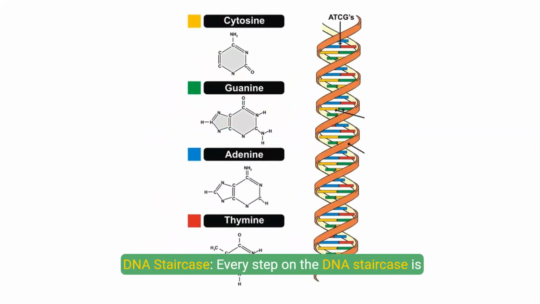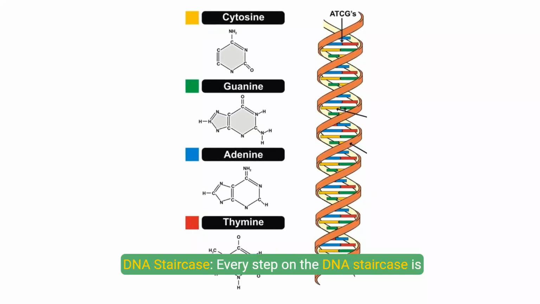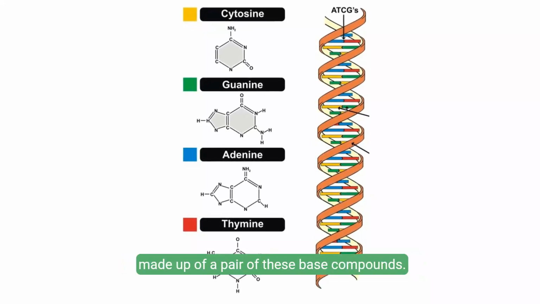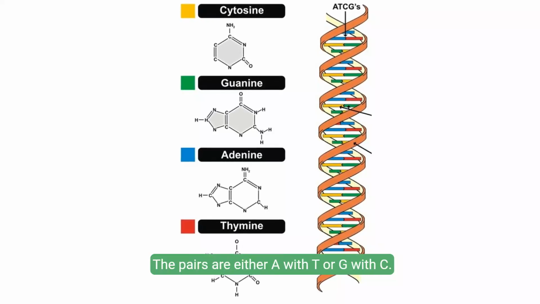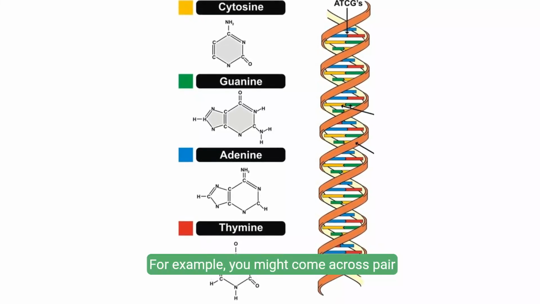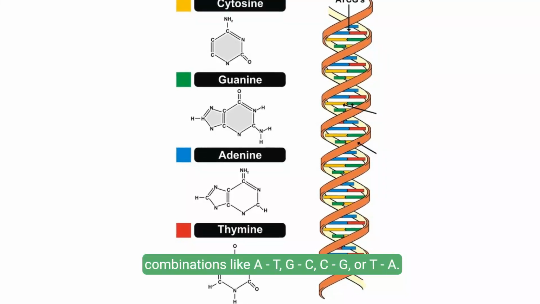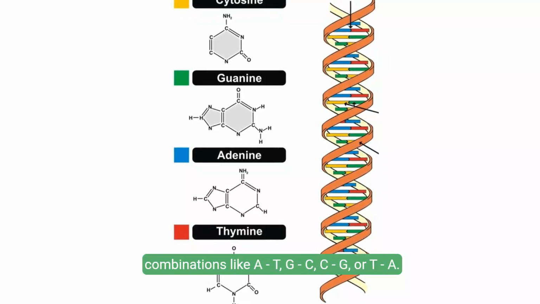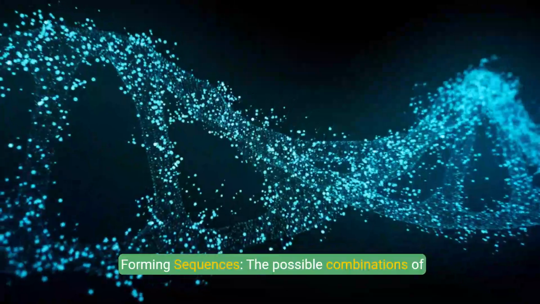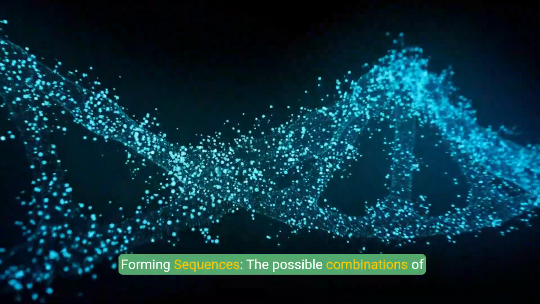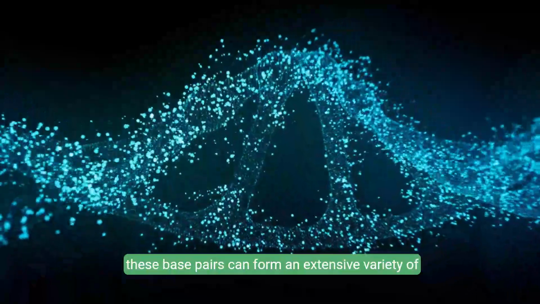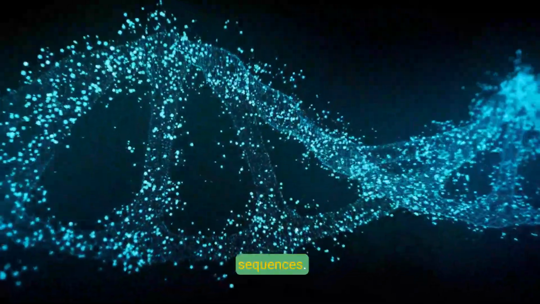DNA staircase. Every step on the DNA staircase is made up of a pair of these base compounds. The pairs are either A with T or G with C. For example, you might come across pair combinations like AT, GC, CG, or TA, forming sequences. The possible combinations of these base pairs can form an extensive variety of sequences.